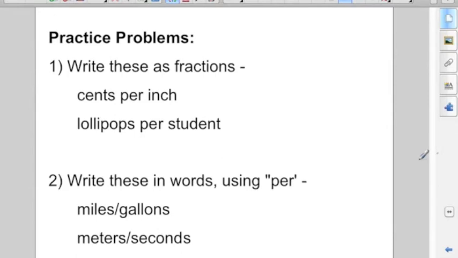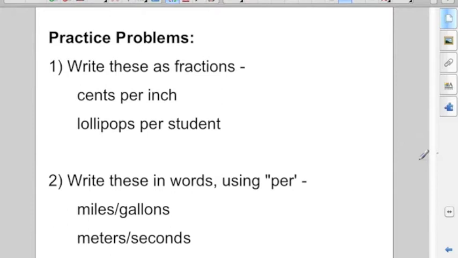I'd also like you to write these in words using per, miles divided by gallons, and meters divided by seconds. So at this point, please pause the podcast and do these problems in your notebook. Make sure you write down what the question was so when you look back, you know what it was you were doing. Once you've got the answers, press play again to check your work. Okay, are you ready?